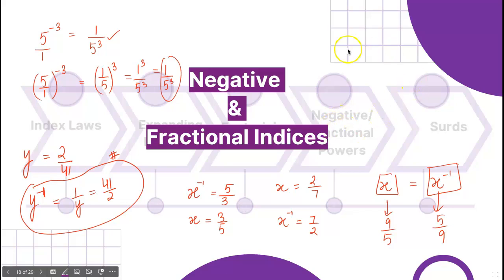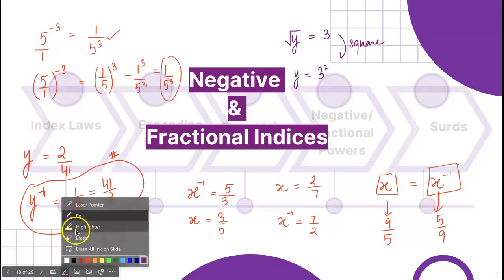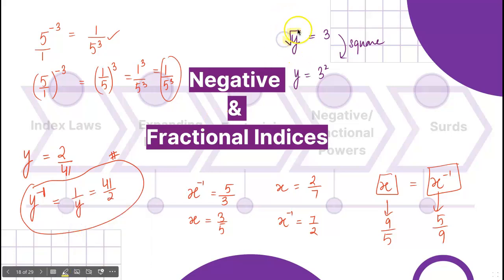For fractional indices, no worries, I won't be including the direct method. If I say square root of y is 3, and you have to find the value of y, just use the GCSE method: we square both sides, correct? So y will be 3 squared. You know this thing, right? Whenever we want to get rid of the root, the square root over there, we square both sides. So this is what we did.